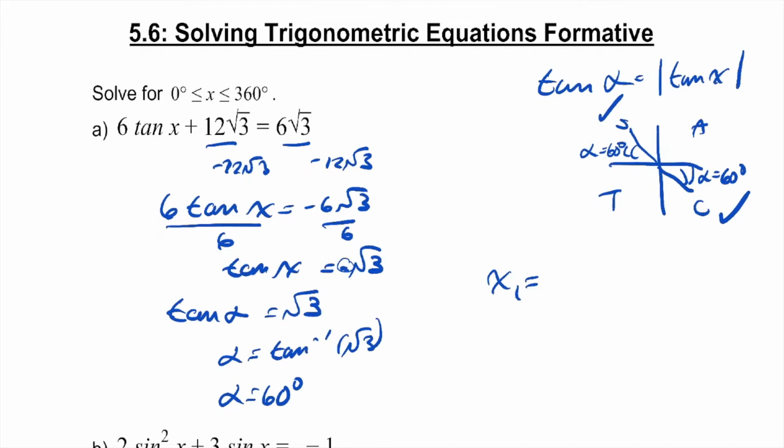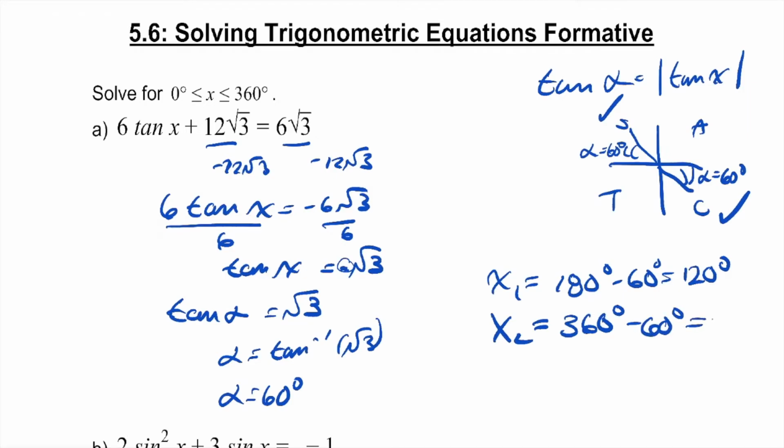In the second quadrant, that's going to be 180 degrees minus 60 degrees, which is 120 degrees. So that's one answer. And the second answer is in the fourth quadrant. We're going to take 360 degrees minus my reference angle, which is 60 degrees. So I'm left with 300 degrees. So therefore, x is equal to 120 degrees or 300 degrees.